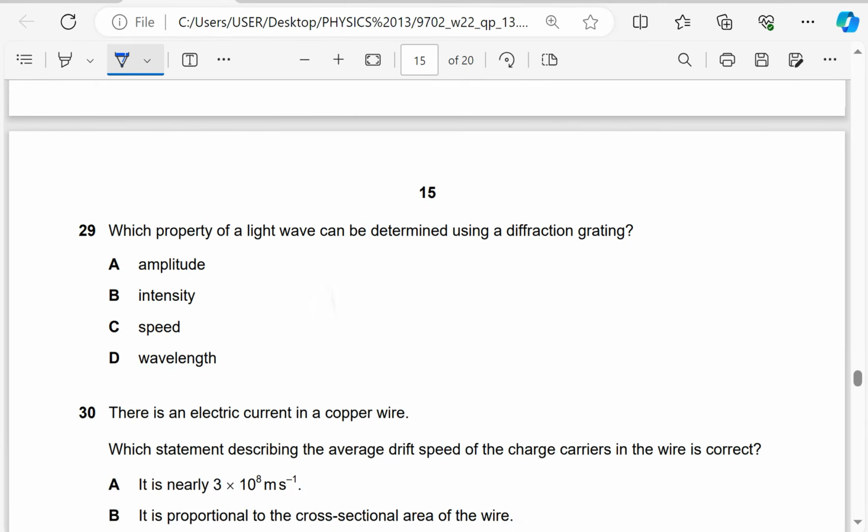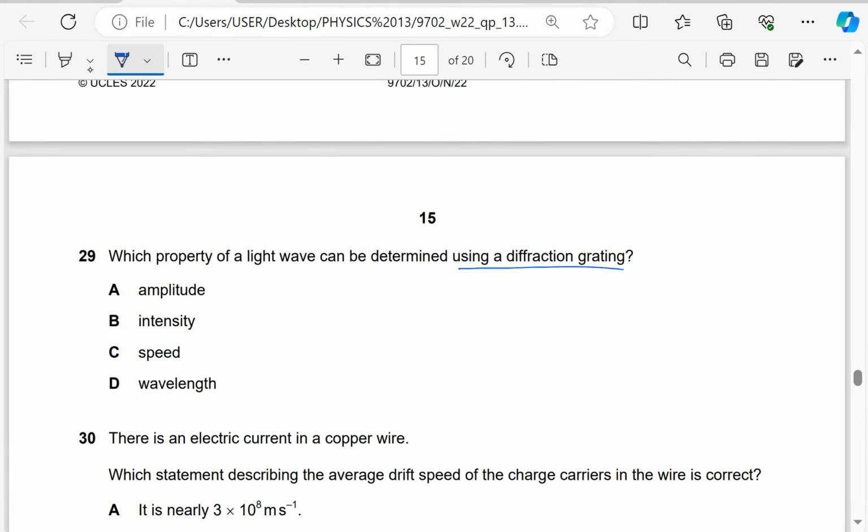Which property of a light wave can be determined using diffraction grating? Of course, for diffraction grating, n lambda is equal to d sine theta. So we have wavelength, we have the angle of diffraction. So amplitude is not there, we don't have intensity, we don't have speed in that equation, we have only the wavelength.